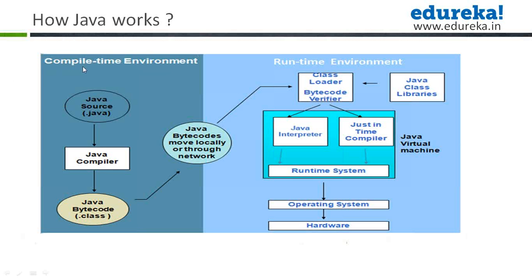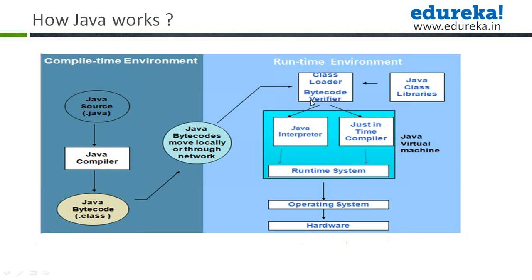Now how Java works, we have divided the entire environment into two parts. One is the compile time environment, the second is the runtime environment. In compile time, you have got your Java source code, that is the .java file. Using the Java compiler, that is Javac, you convert it into bytecode, that is .class. Now this .class file has got the bytecodes in it. You move this bytecode to some other system locally or through network. In that system, that would be the runtime environment where the application has to run.